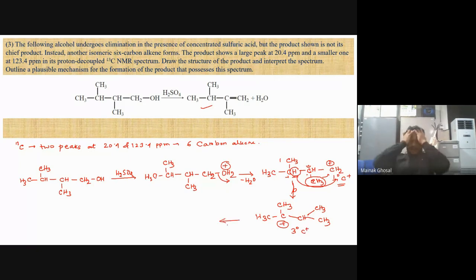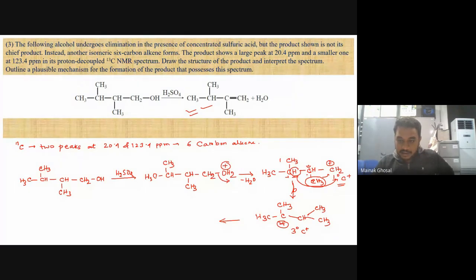So what will happen generally, if anybody loses a water molecule, this is the most probable: it will lose some water and then hydrogen will go, forming the double bond, and you will get the product that is mentioned in the question. But there is also some possibility that a hydride migration occurs. Why will hydride migration occur? Because hydride migration will give you this kind of carbocation, which is very stable.